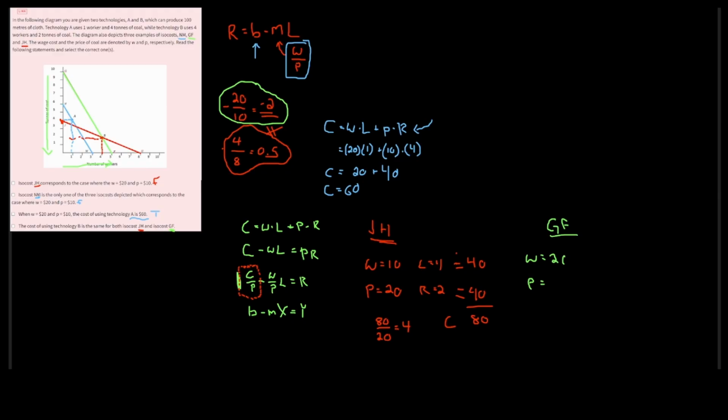So let's go work through. Wage of 20, price of 10, and again, this is still at technology B, so that's labor of 4, and our resource is the amount of coal that we're using of 2. Going through this equation again to get our total cost, W times L, 20 times 4, that gives us 80, 10 times 2, that gives us 20. This gives us a cost of 100.